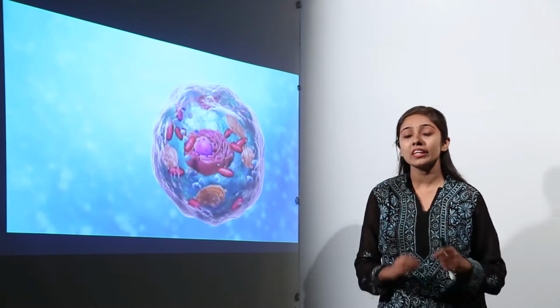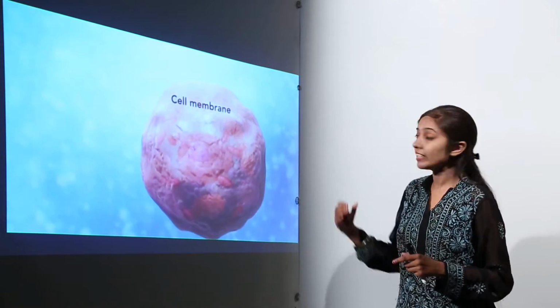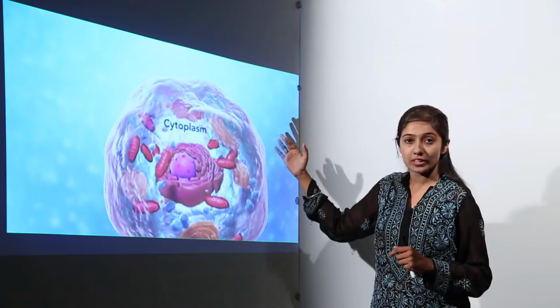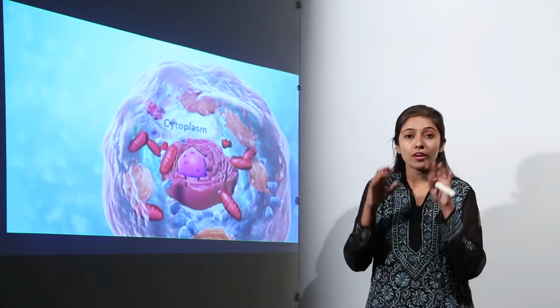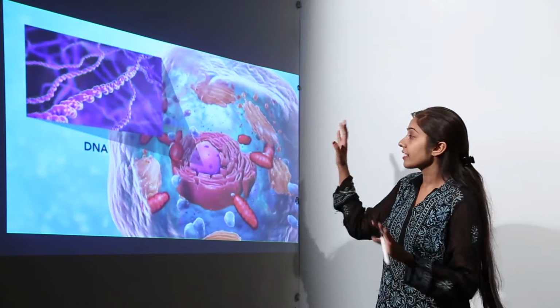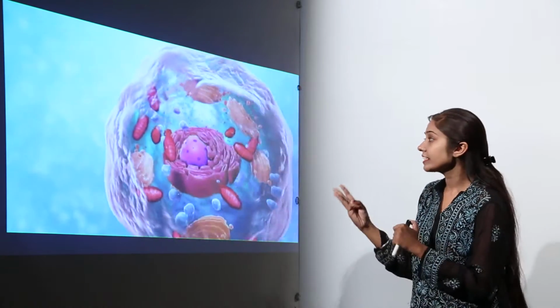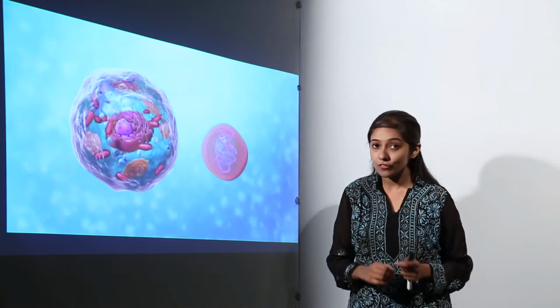Three things are common in each and every type of cell. What are they? Number one, the cell membrane, which separates the cell from its surroundings. Then we have the cytoplasm, where we have all the organelles, and then we have the DNA, which is the genetic material of the cells. These three things are common in all types of cells.